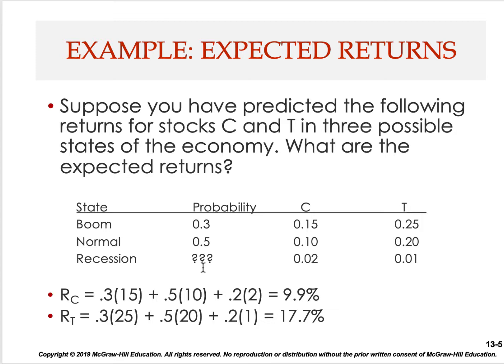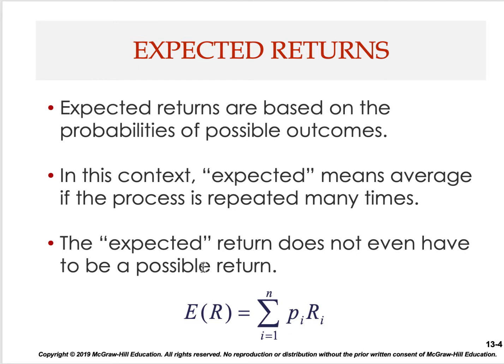Okay? Let's just say by chance there's a recession. There is actually a 20% or 0.2 probability of there being a recession. If there is a recession, our expected return for company C will be 2%. So what we do, and let me go back here, and again, we'll work on this heavily in class. Right now, as long as you know this equation, you're fine.